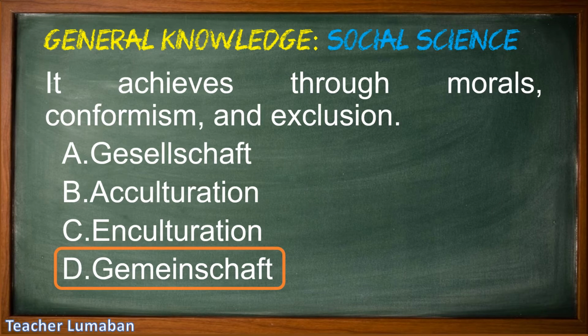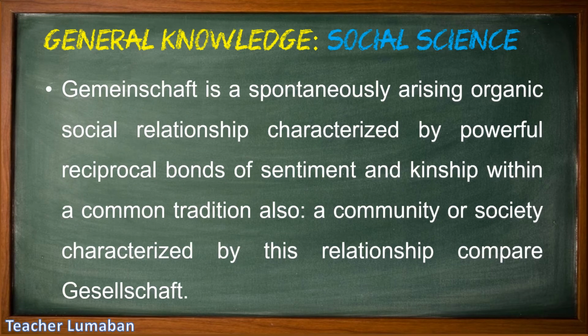Gemeinschaft. Gemeinschaft is a spontaneously arising organic social relationship characterized by powerful reciprocal bonds of sentiment and kinship within a common tradition. Also, a community or society characterized by this relationship. Compare Gesellschaft.